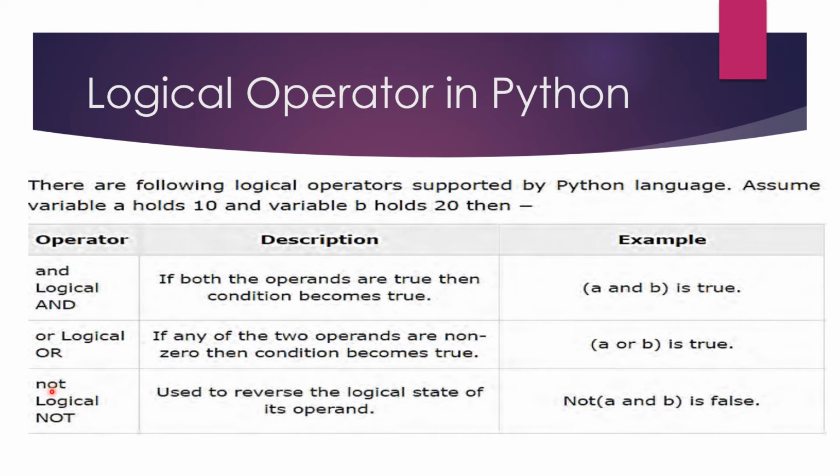Next we come across logical not. The not operator is used to reverse the logical state of its operand. That means if a and b is true, and you write not, then the result will be false. Listen clearly: if a and b is true, and you write not in front of them, then the result will be false. And in case a and b is false, and we write not in front of them, then the result will be true.